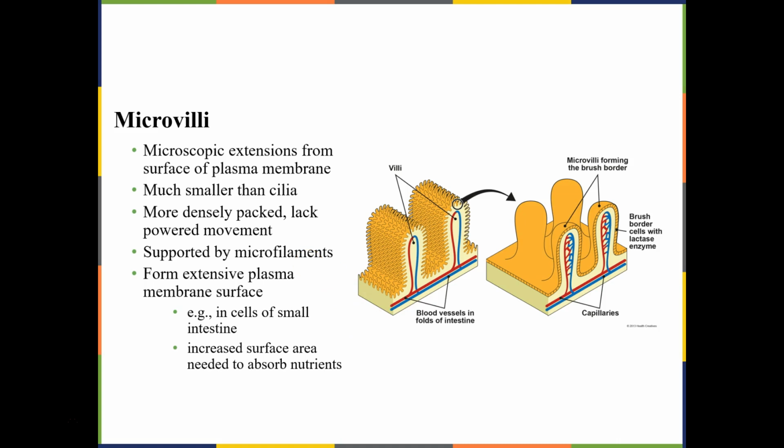And the last structure that I like to talk about is microvilli. Microvilli are very small extensions of the plasma membrane. They're very, very densely packed extensions, and their major job is to increase surface area for absorption. So we find a lot of microvilli in intestinal cells, as well as in our nephrons of our kidneys, where we have a lot of filtration and reabsorption occurring.